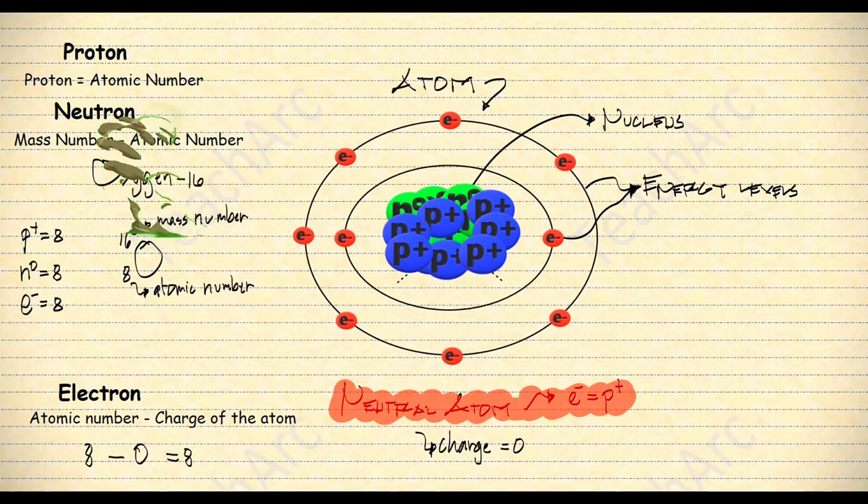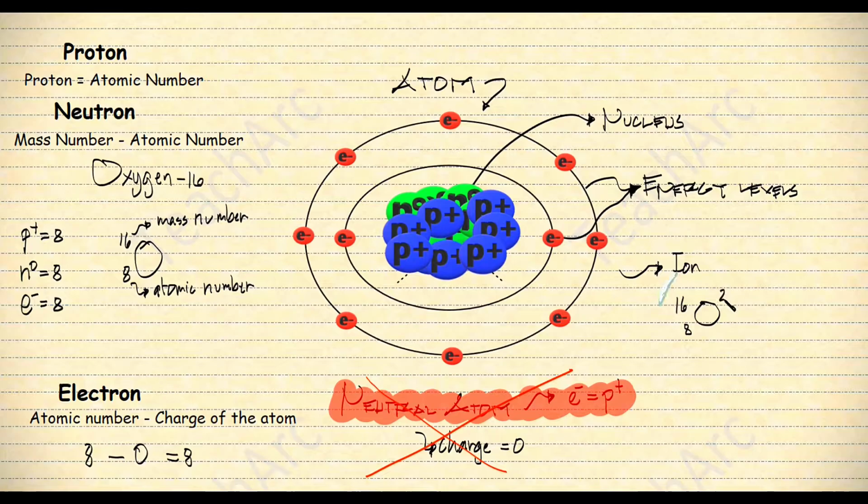Now, what if 2 electrons were added here? So this atom is not a neutral atom anymore. Instead, it is now an ion because the number of protons and electrons are not the same anymore. So, our oxygen now has a charge of 2 minus because we added 2 electrons, and as we know, electrons are negatively charged particles. The mass number, by the way, is the sum of protons and neutrons of the atom.